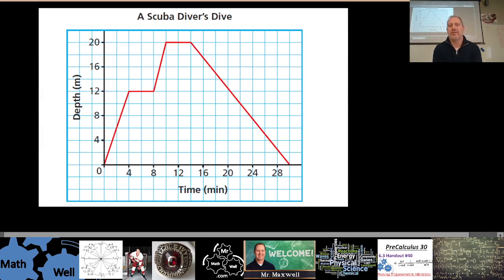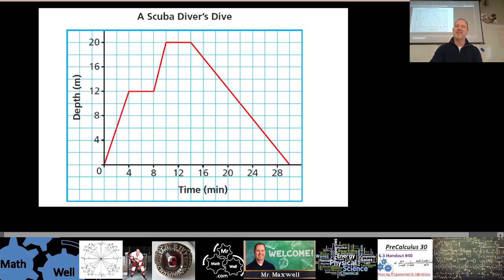So here's another graph, and the title for this one is A Scuba Diver's Dive. That gives us some information about the depth and the time. This is a person that's diving. Notice that the shape of the graph is not necessarily a picture of the situation. The scuba diver does not climb up and then climb up some more like a mountain. No, this is representing depth. So sometimes you have to be careful about what the graph looks like and what the graph means.